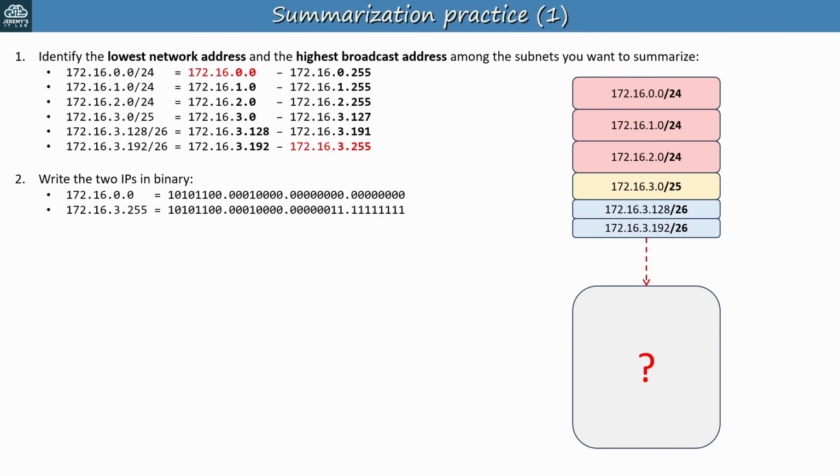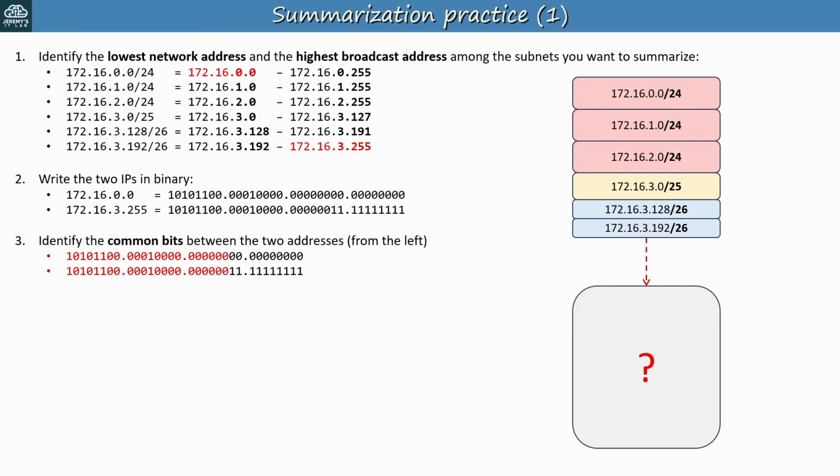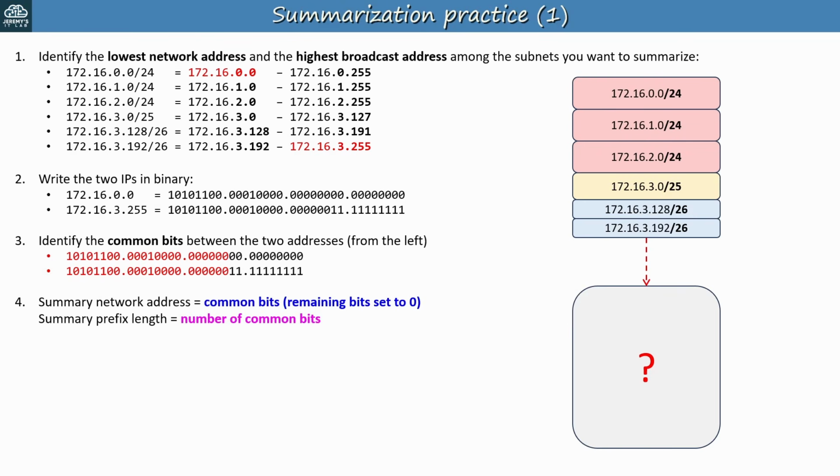Okay, next, write out the IPs in binary. Here they are. Now let's find the summary by identifying the common bits between the two addresses from the left. The summary's network address is the common bits, with the rest set to 0, with a /22 prefix length this time. So here's the answer. We can summarize these subnets as 172.16.0.0/22. So instead of configuring 6 routes, we'd be able to configure just this one.